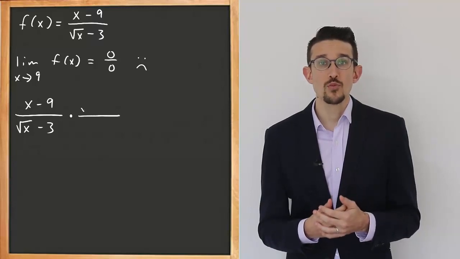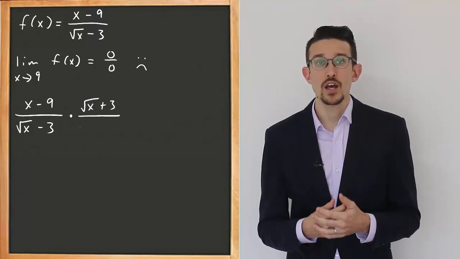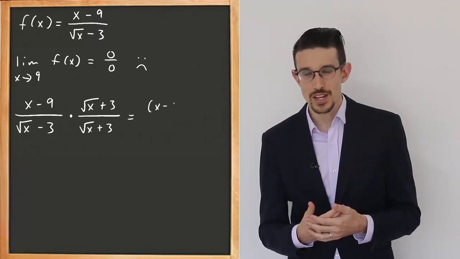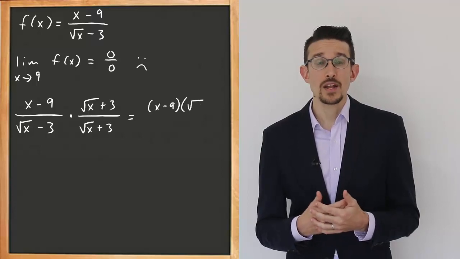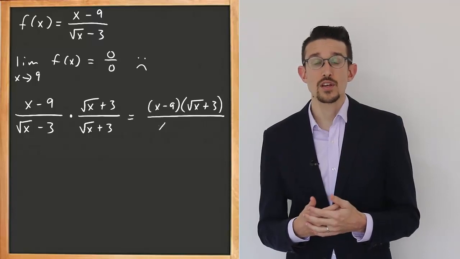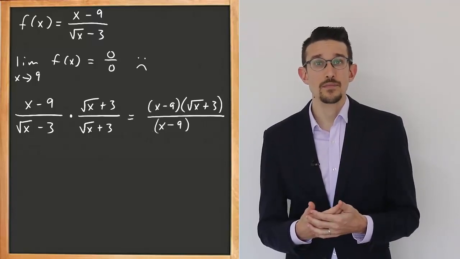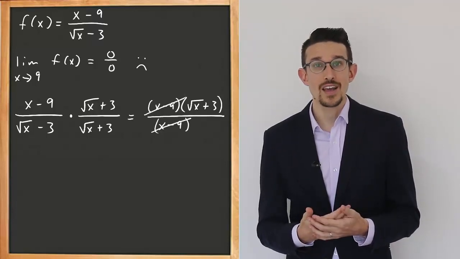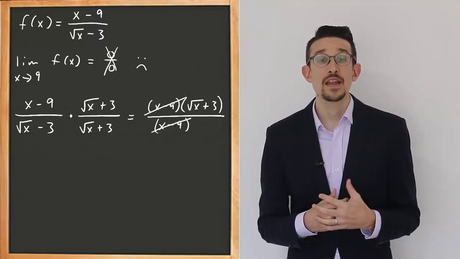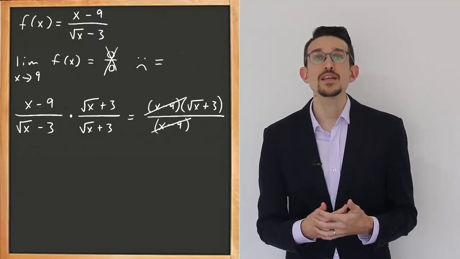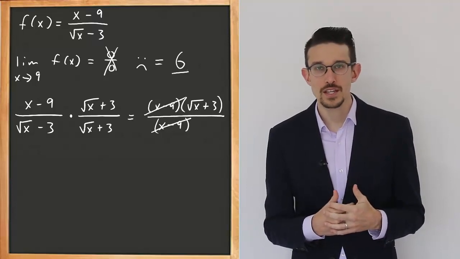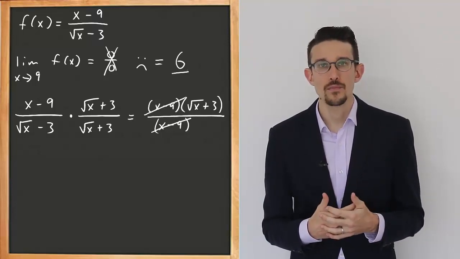If we multiply the numerator and denominator by the conjugate of the square root of x minus 3, which is the square root of x plus 3, we end up with x minus 9 times the quantity the square root of x plus 3 over x minus 9. And of course, this allows us to simplify the x minus 9s, giving us just the square root of x plus 3. Now that we've simplified our problem, it's easy to see that the value of the limit is actually 6. All right, now that we've seen this technique, let's talk about what really happened here.